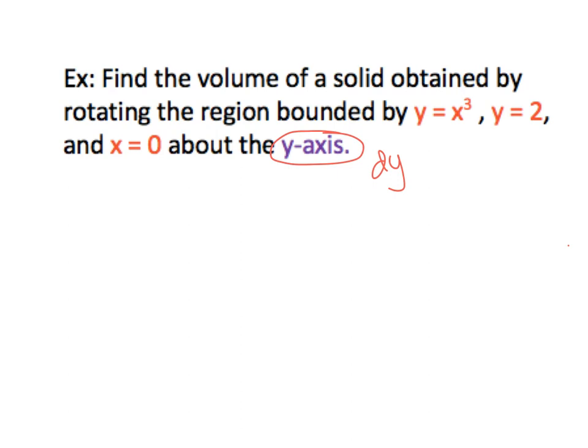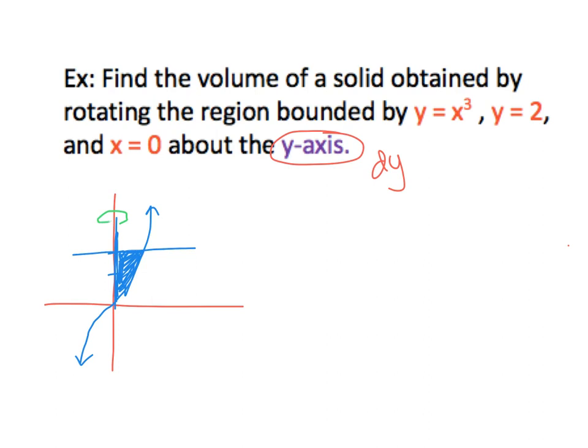And so if I sketch what this looks like first, we have the y equals x cubed function, which is just something that looks kind of like this through the origin. We have y equals 2, and we also have x equals 0, which is really the y-axis there. And so this is the little region that we're referring to that's bounded by all three of those lines. And in this case, you're rotating things about the y-axis.